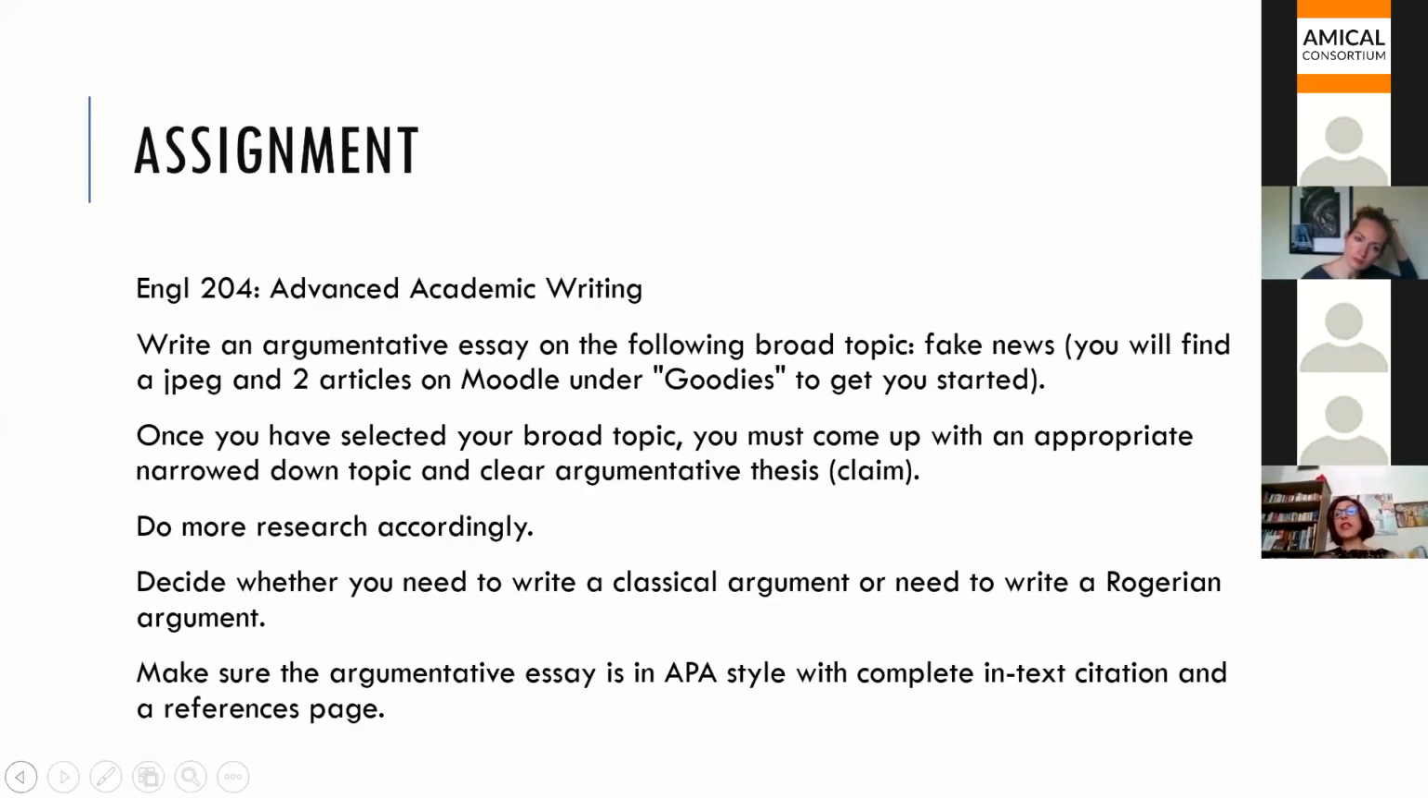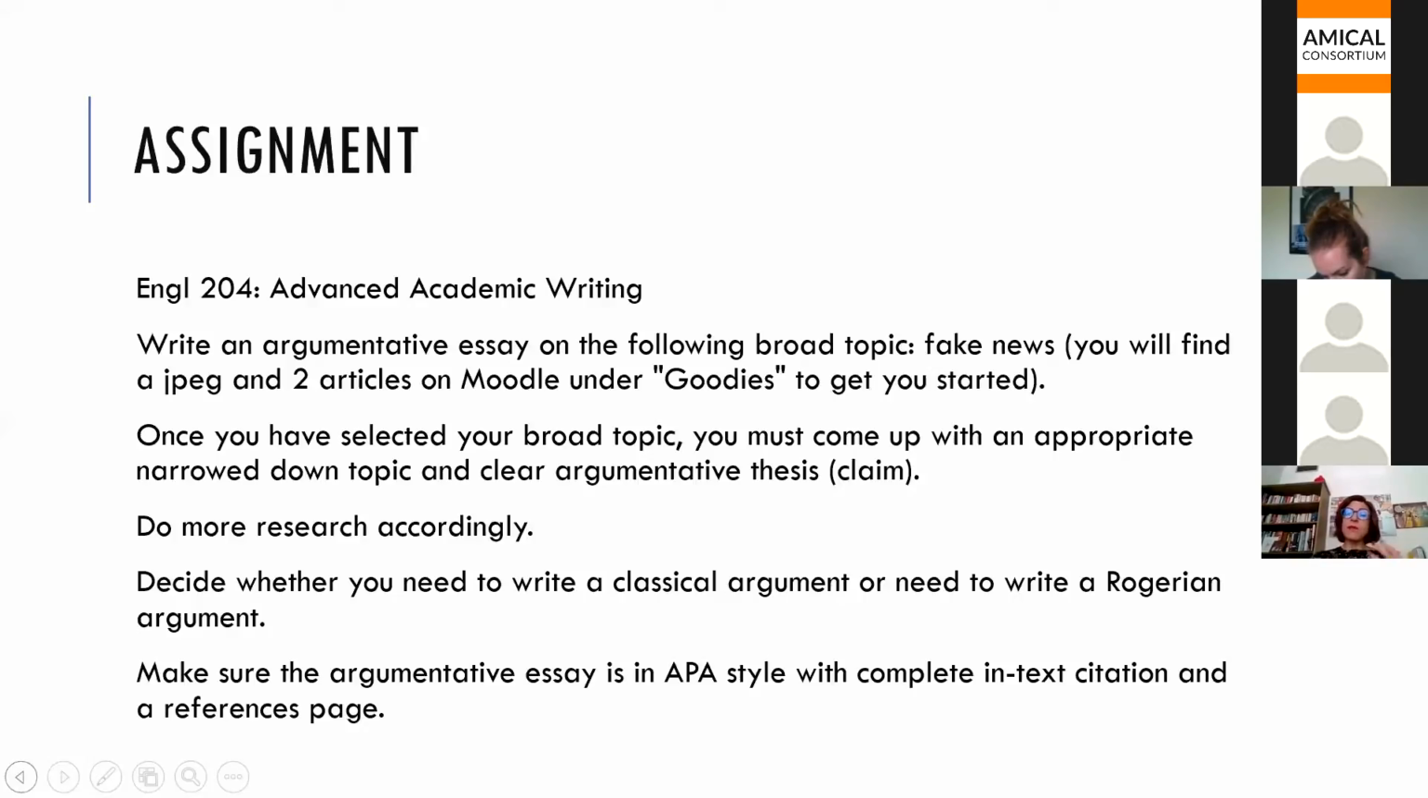And then I challenged them to, from this broad topic, select a more narrowed down topic and come up with a clear argumentative thesis statement, a claim, to do more research accordingly, and to decide whether they wanted to opt for a more classical argument or a Rogerian argument.